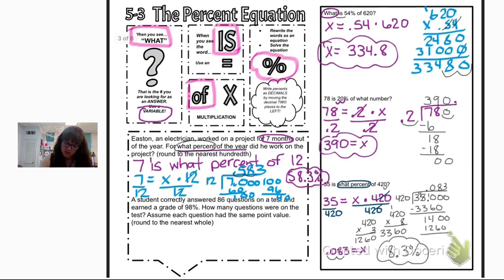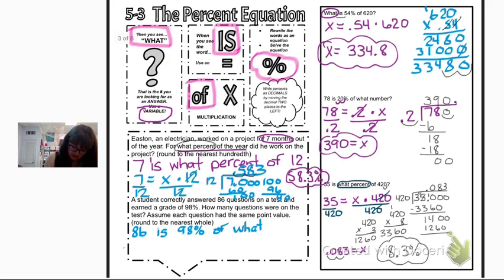Okay, next one. A student correctly answered 86 questions on a test and earned a grade of 98%. How many questions were on the test? Assume each question had the same point value. Okay, so they correctly answered 86 questions on the test. So that was the part they answered correctly, and they earned a grade of 98%. So 86 is 98% of what? And that will get us our total.